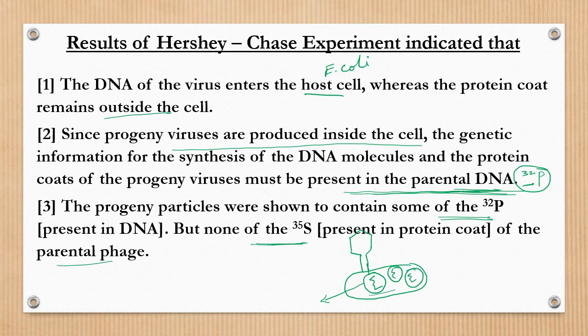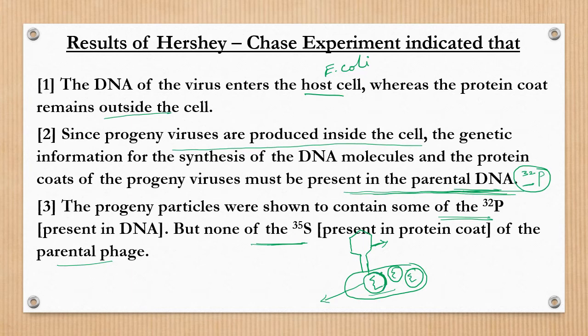When they analyze this composition, the protein coat is synthesized, as we already studied. This protein coat has the characters of the virus. But this protein does not contain the sulfur, radioactive sulfur, because inside this cell there is no radioactive sulfur. Radioactive sulfur is present in the protein coat of the parental bacteriophage, not a newly formed bacteriophage.